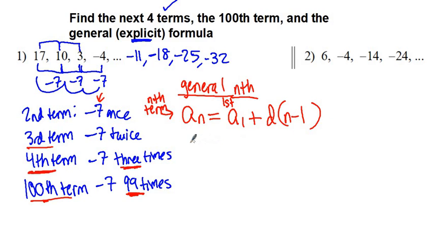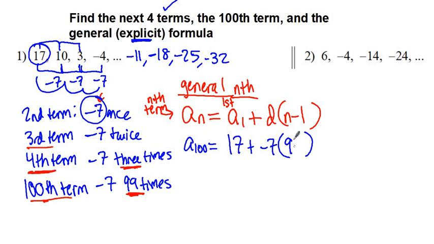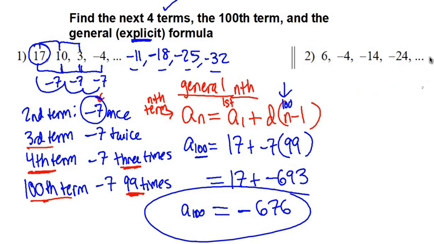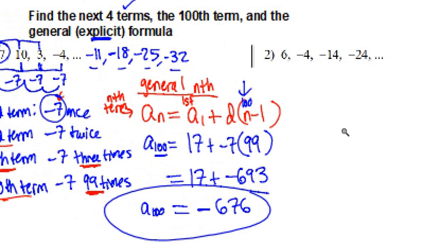So let's fill this in now. So a sub 100, that's the 100th term we're trying to find, is our first term, which is 17, plus our common difference, which we said is negative 7, times 100 minus 1, so 99. Again, this n right here is the same as that n right there. So then let's find this. 17 plus negative 7 times 99 is negative 693, and we would add those to get negative 676, and that is the 100th term. If you were to actually keep doing minus 7 all the way out to 100 terms, you get negative 676 as your answer. So see if you can pause the video and try to write this second one.